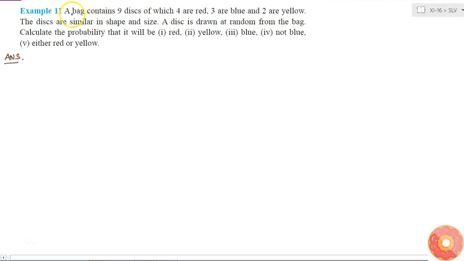Okay, here we are told that a bag contains a total of 9 discs, of which 4 are red, 3 are blue and 2 are yellow. We are also told that the discs are similar in shape and size. So the probability of picking up any of the discs is the same. So the probability of taking any one disc, right? It is simply 1 by 9.